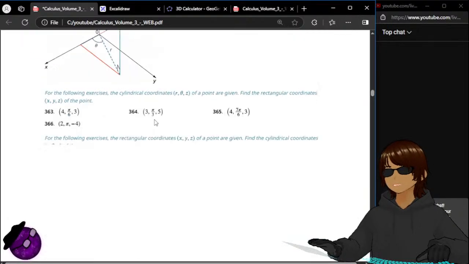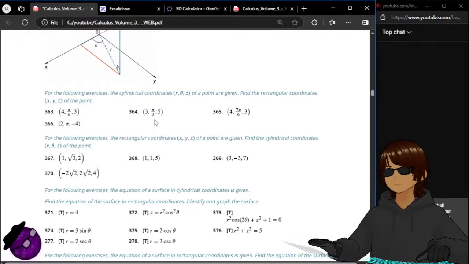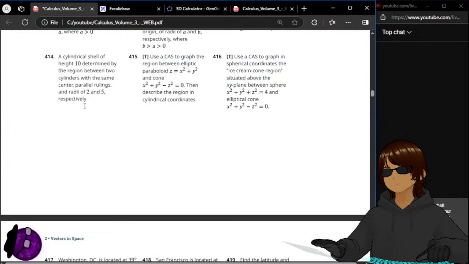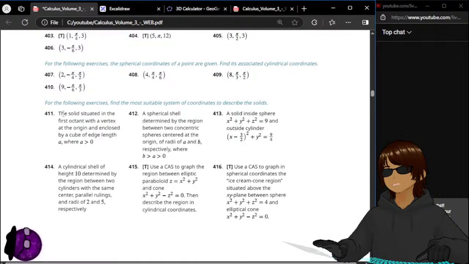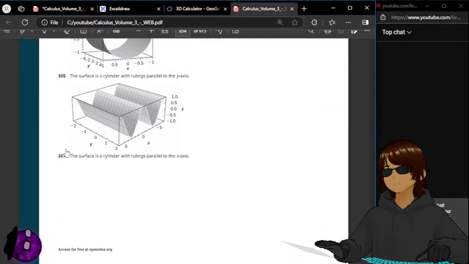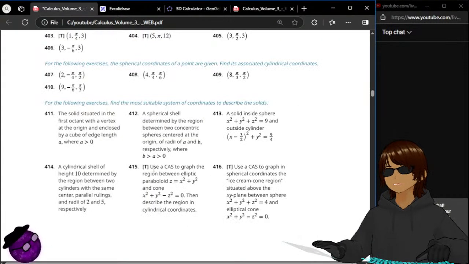So, section 2.7 exercises. Let's see if there's any of these I want to do on stream. For the following exercises, find the most suitable system of coordinates to describe the solids. In the answer key, we have only odd ones, right?